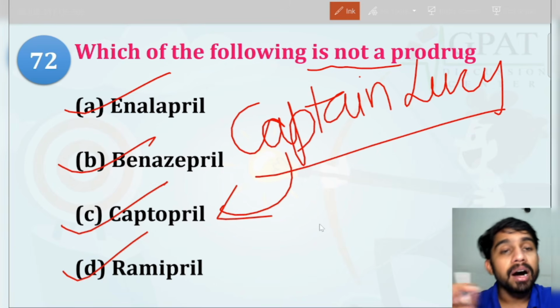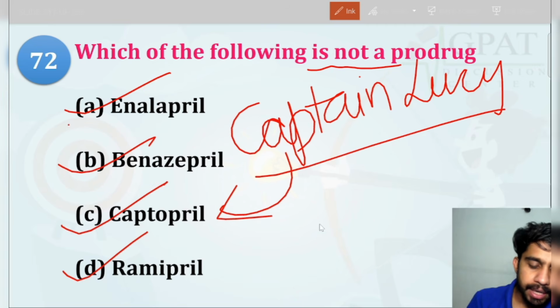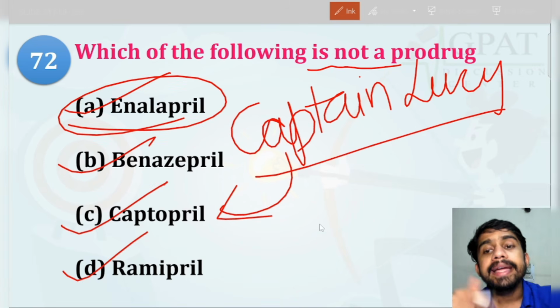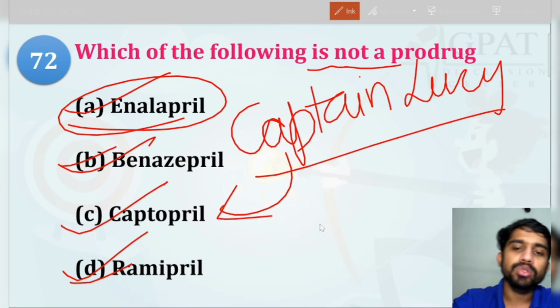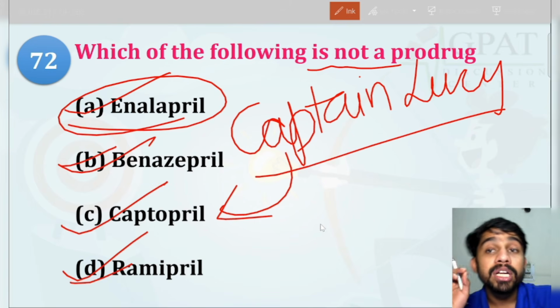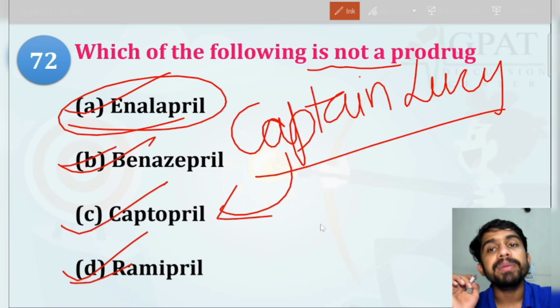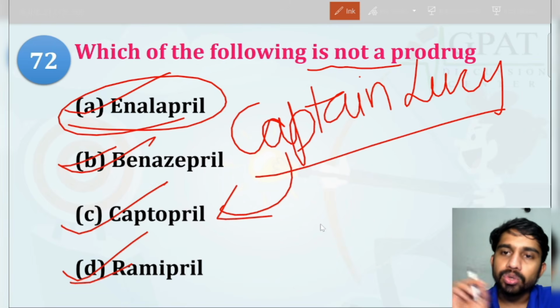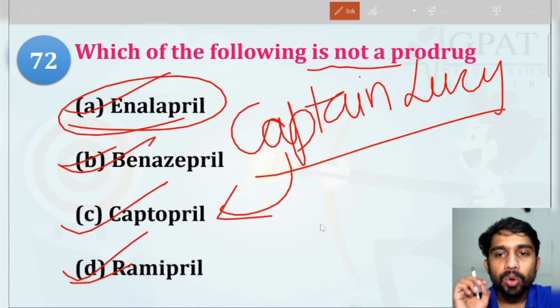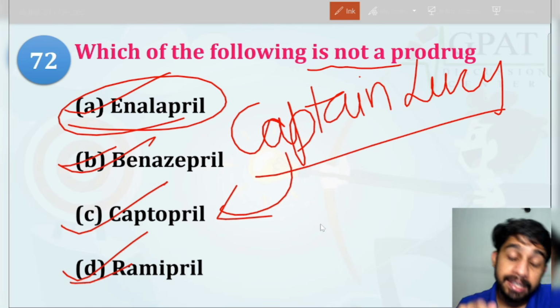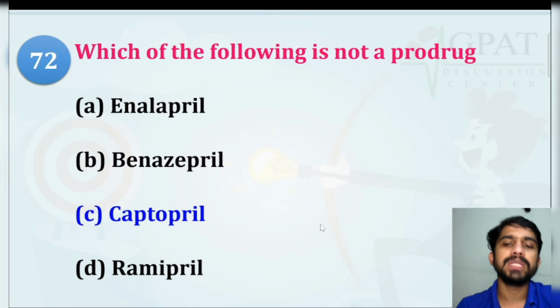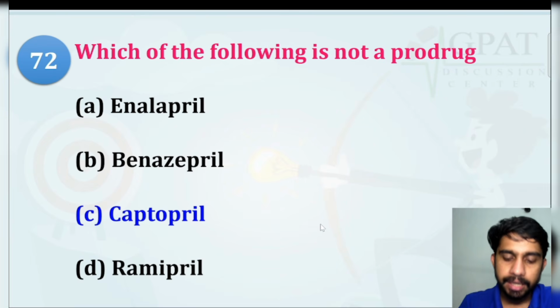So all others are prodrugs. For example, enalapril, its active form is enalaprilate. Benazepril, the active form is benazeprilat. Ramipril, the active form is ramiprilat. So simple. Except Captain Lucy, that is captopril and lisinopril, all ACE inhibitors are prodrugs. Also remember that a side effect of ACE inhibitors is dry cough. So the correct answer for this question is option C, that is captopril.